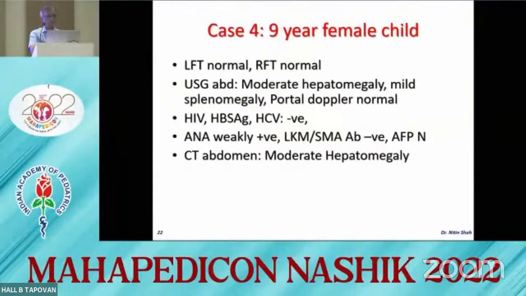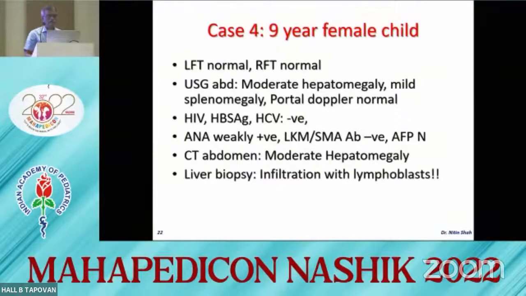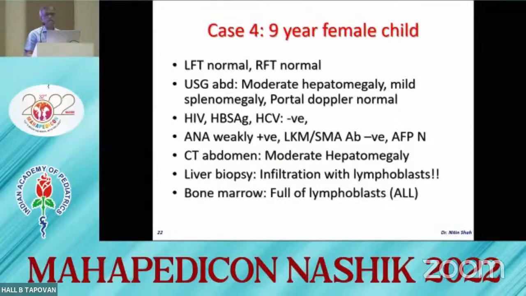AP was done, which was normal. CT abdomen was done by them. It showed again a moderate hepatomegaly without any obvious cause for all this. Liver biopsy was done and it showed lymphoblasts. Now we do bone marrow. It is full of ALL.